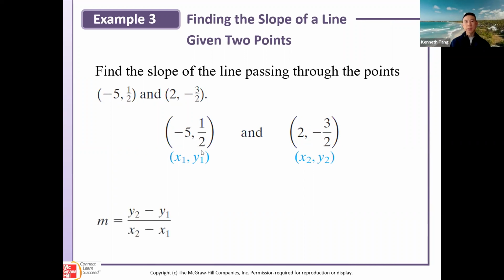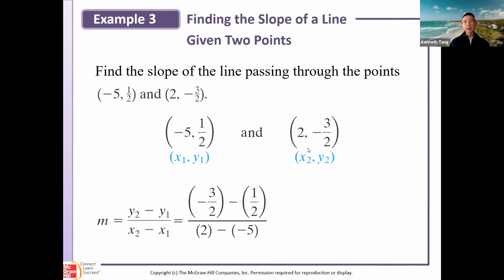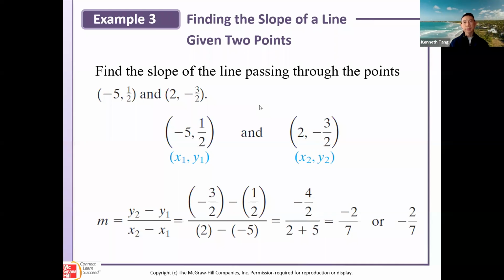So with that, you can see y2 is equal to -3/2 minus y1, which is equal to 1/2, followed by x2, which is 2, minus -5. Now you can see you have -4/2, and then you have 2 plus 5, and therefore the slope for those 2 points is equal to -2/7.